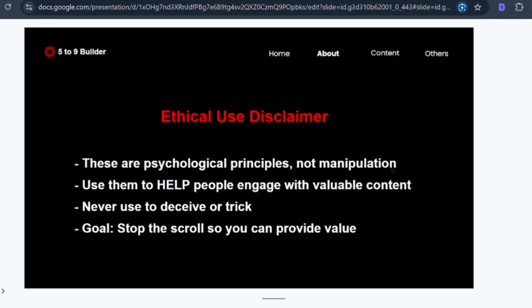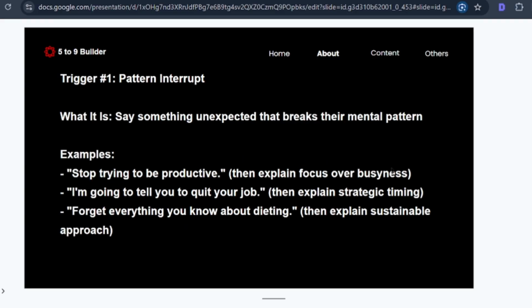So please use this as it is, because I'm giving it to you and you have to know how to use it properly and ethically. Okay, all right. Now, trigger number 1, we call it pattern interrupt.